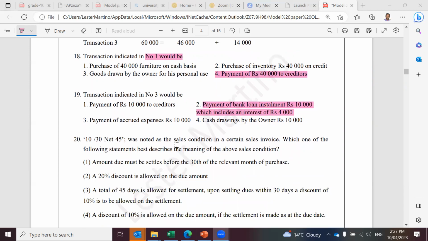Turnover 30, net 45 was noted in sales condition on certain sales invoice. Which one of the following statements describes the meaning of the sales condition? The logic here is you have given 45 days credit period, and if you pay within 30 days, you are entitled to a 10% discount. So based on that, your answer is third option.